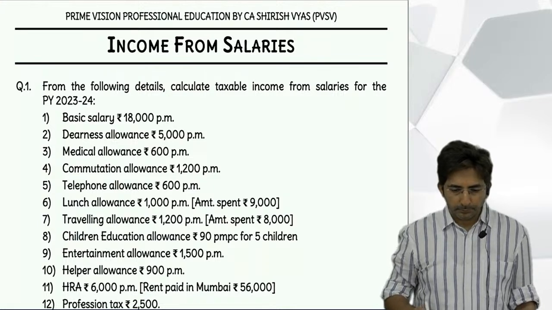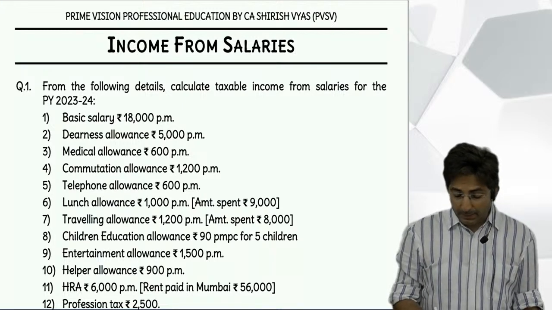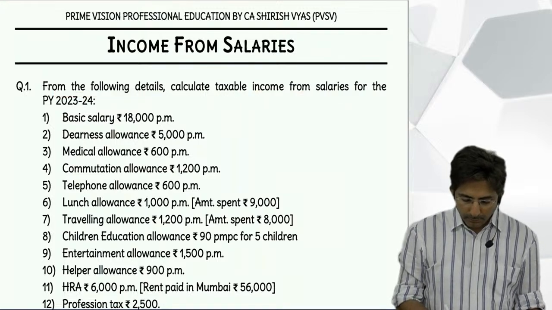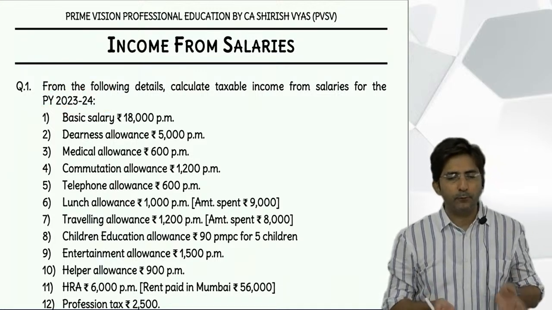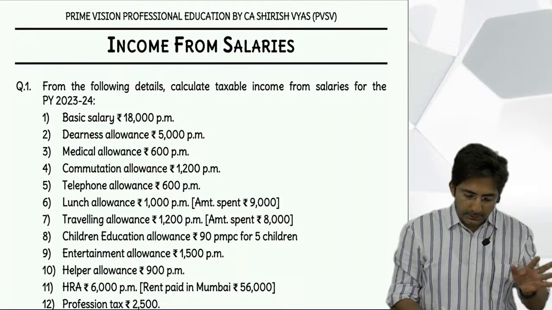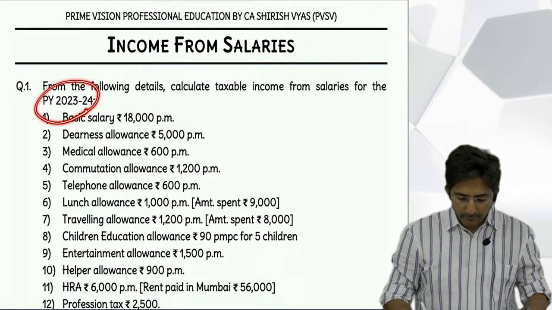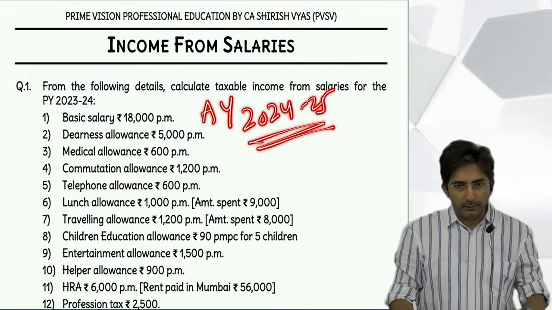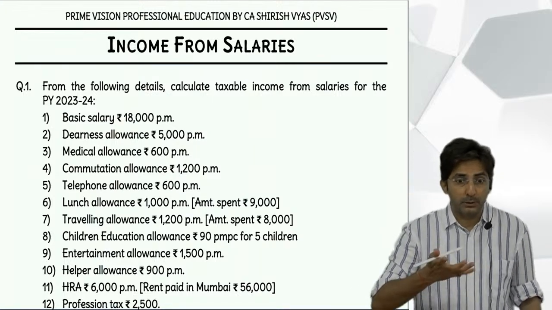Ready? See what is given. From the following details, calculate taxable income from salaries for the PY, which means previous year. Why do they say previous year? Because income is always calculated for the previous year. And what is our previous year? 23-24. This is fixed in the question. If they want to write assessment year, they will write 24-25. But if they want to write the word previous year, they will write 23-24. It is just an observation.